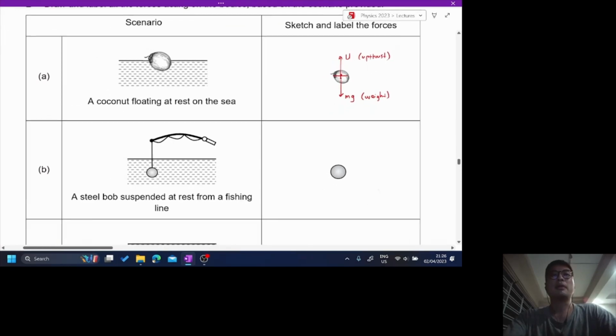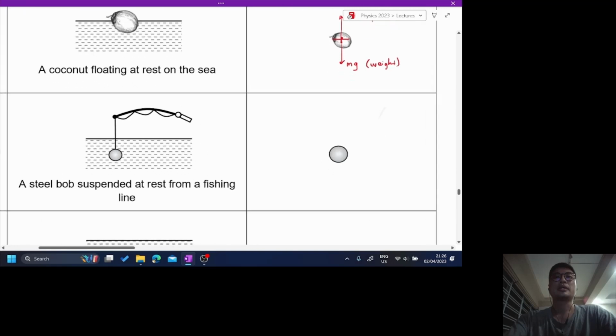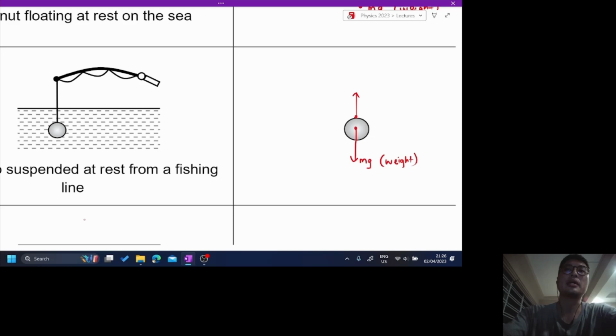Let's take a look at part B. A steel bob suspended at rest from a fishing line. The steel bob suspended at rest from a fishing line has got three forces acting on the bob. The first force is the weight of the bob. The second force is the tension of the string. This one is quite clear that there is going to be a tension. Now, the third force is the upthrust.